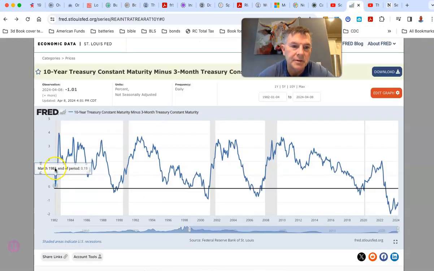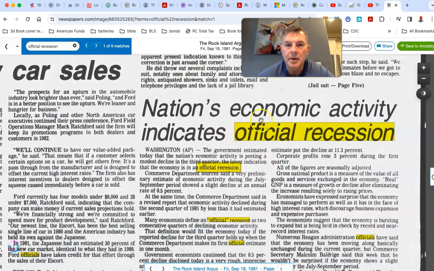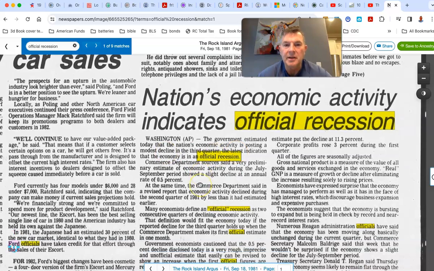And you can see the recession, it doesn't even go back that far, but you can see right here, nation's economic activity indicates official recession. The government estimated that the nation is posting a modest decline in the third quarter, the latest indication that the economy is in an official recession.